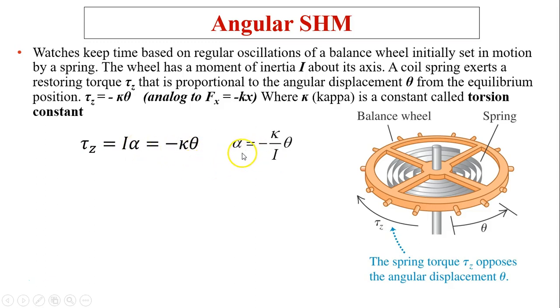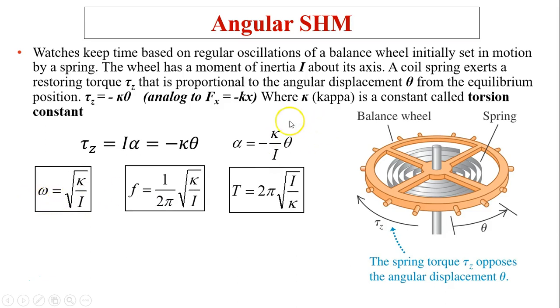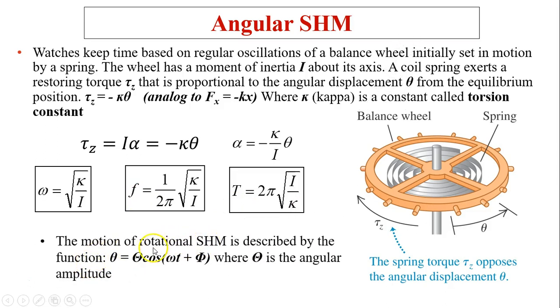So we can figure out alpha equals negative kappa divided by I times theta. So what is omega? Omega squared equals kappa divided by I. So omega equals the square root of kappa over I. From there, we can find the frequency and the period. The rotational simple harmonic motion is described by this function, theta equals capital theta times cosine of omega t plus phi. Remember that phi is the phase angle, and this capital theta is the angular amplitude.